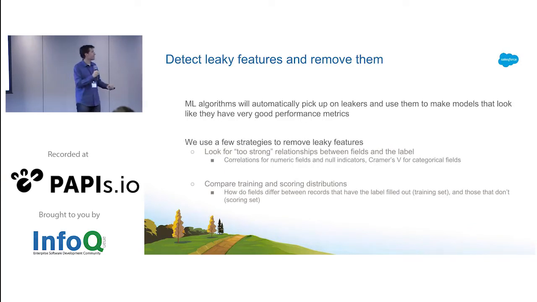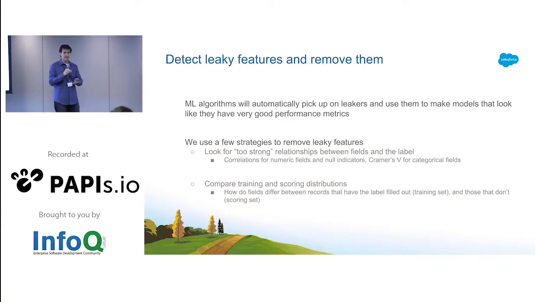For example, in the case here, if I were to compare the training set, which is these 4 records, to the scoring set, which is this, I'll notice that the scoring set never has closed by, reason lost, or amount filled out. And if this is a really strong relationship, I can figure that out with pretty high accuracy.